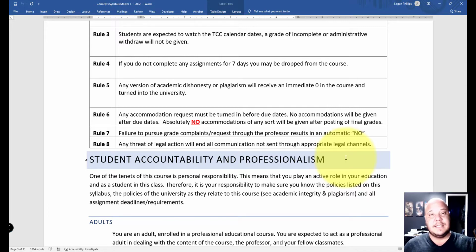I will involve the TCC legal team, and I will suggest that you have your lawyer contact them, because you will no longer have access to me as a professor.